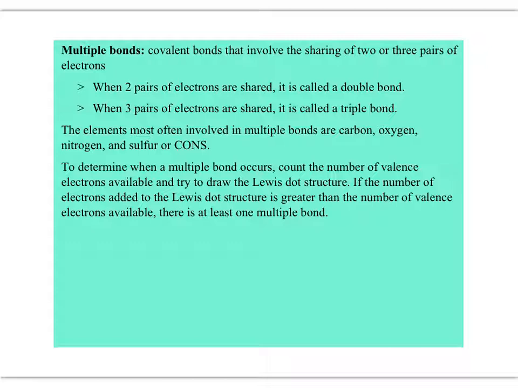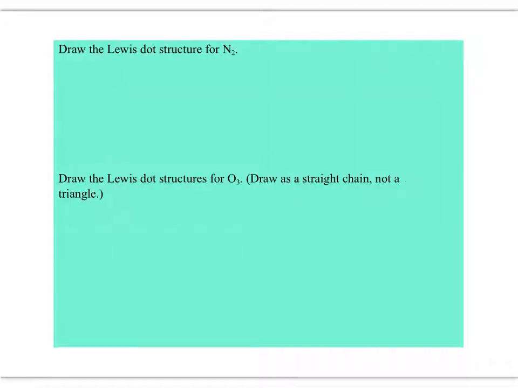And what we're going to do is just draw a Lewis dot structure normally. When we're all done, we're going to double check the number of valence electrons. If we have too many in our structure, we know we need some multiple bonding. So for diatomic nitrogen, we have 10 valence electrons total, 5 times 2.